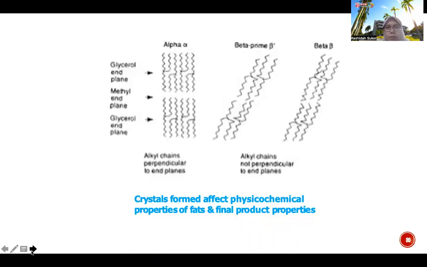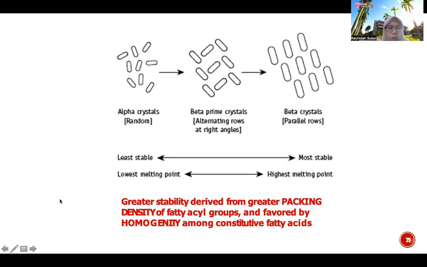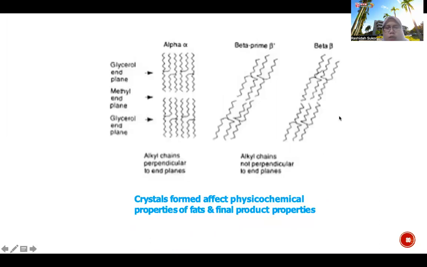Okay, this one is not too clear, but somehow it looks like this in a different drawing. Okay, this one is alpha, this one is beta, this one is the beta prime, this one is beta. Crystal form affects physical chemical properties of fat and final product properties. Okay, this one is the same.